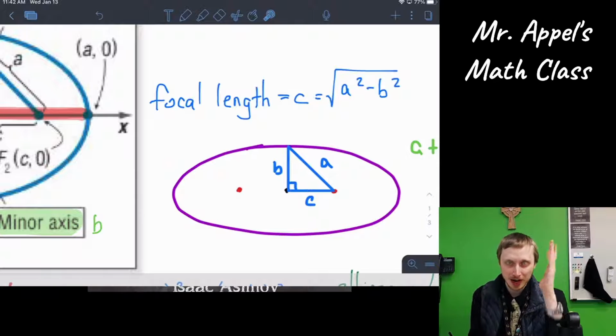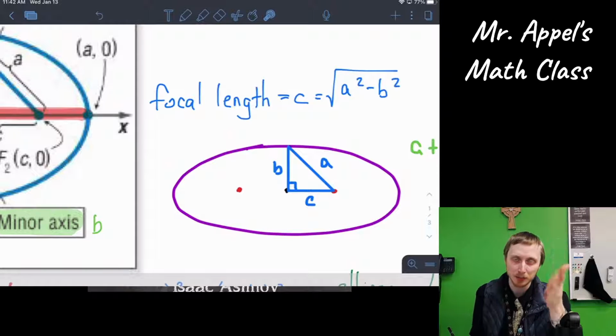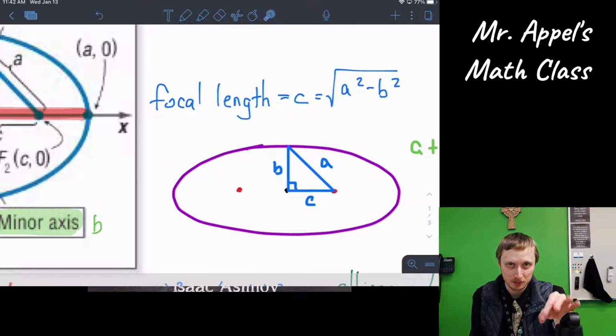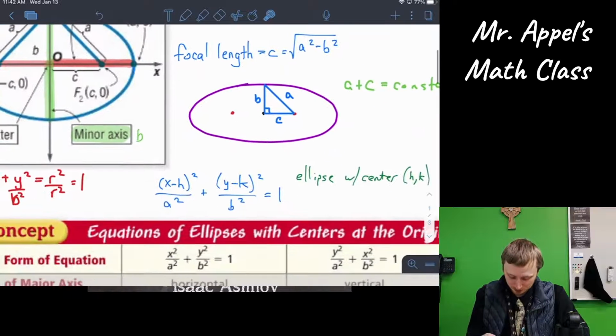A, the major axis, is always the biggest length inside the ellipse. If you can remember that bit, don't let the letters confuse you. The major axis is always the longest length inside the ellipse. Okay? Said it twice for emphasis.